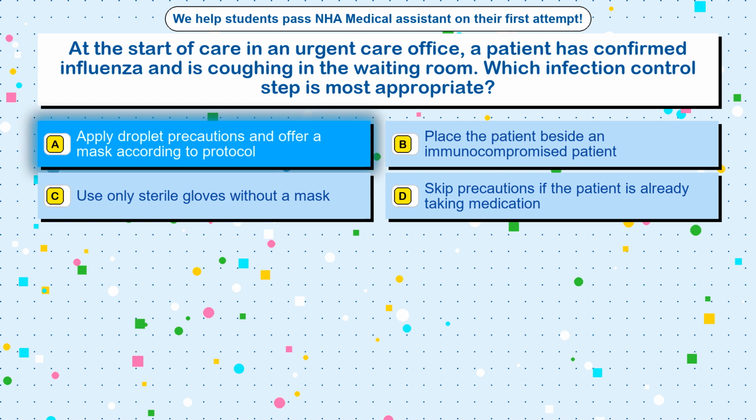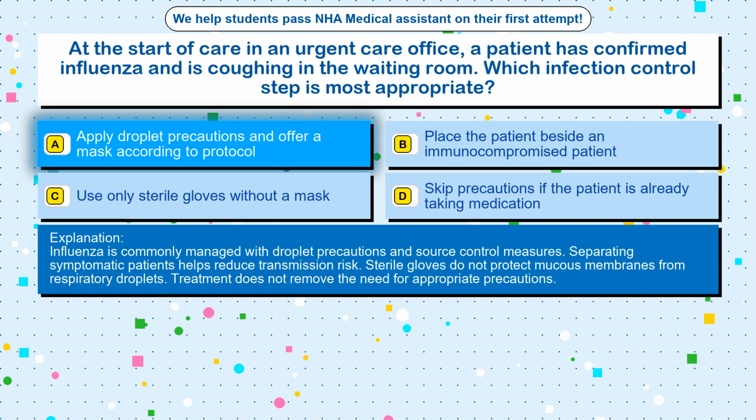The correct answer is option A. Apply droplet precautions and offer a mask according to protocol. Influenza is commonly managed with droplet precautions and source control measures. Separating symptomatic patients helps reduce transmission risk. Sterile gloves do not protect mucous membranes from respiratory droplets. Treatment does not remove the need for appropriate precautions.